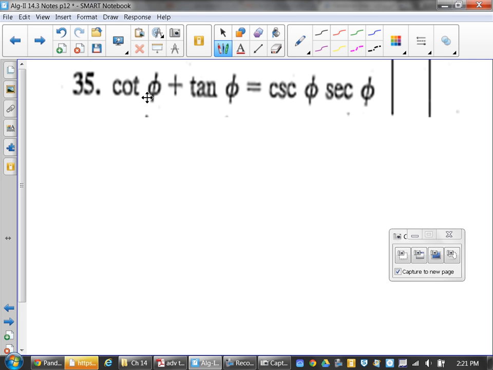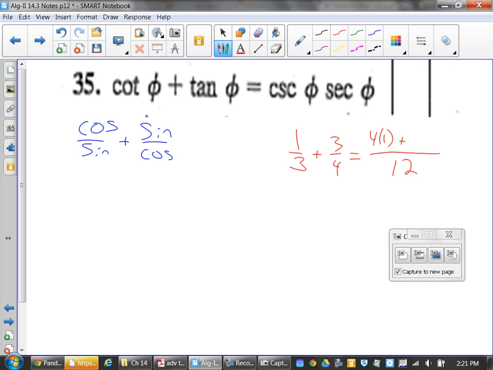Okay? So when I start out with something like this, like number 35, I'm going to rewrite cotangent and tangent as sines and cosines. So I get cosine over sine plus sine over cosine. And I'm going to have to come up with some common denominators, which means I want to remind you how you get common denominators. So if you had 1/3 plus 3/4, what would you do? You would make the denominator 12 because you just multiply them together. So the fraction on the right had a 3, so it had to be multiplied by 4. So you have 4 times 1 here. You okay? And then on the other side, you have to multiply it by 3.